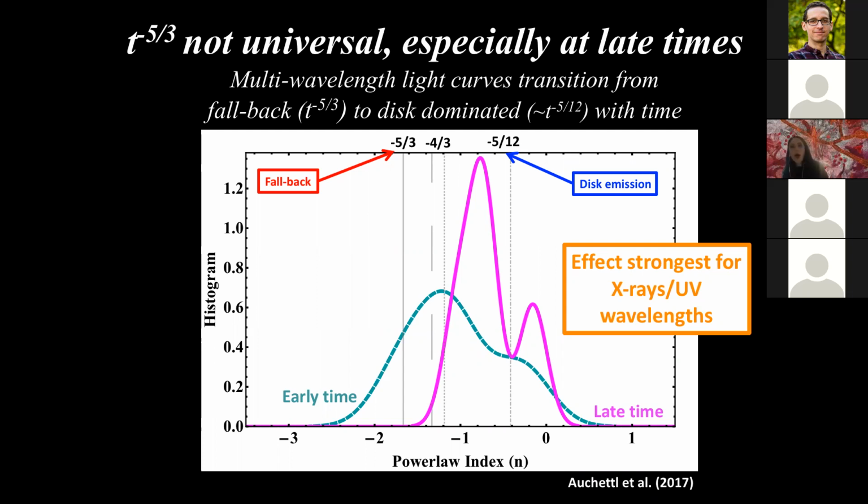And so in particular, what this type of behavior indicates is that after a specific amount of time, fallback of the stellar debris kind of stops. And what you get is that you form a stable accretion disk that then powers the late time emission properties of these events. And so this is exciting because it indicates that tidal disruption events allow you to watch the formation of an accretion disk in real time, right?